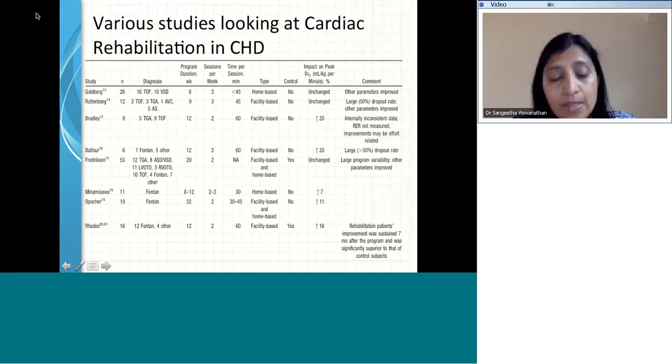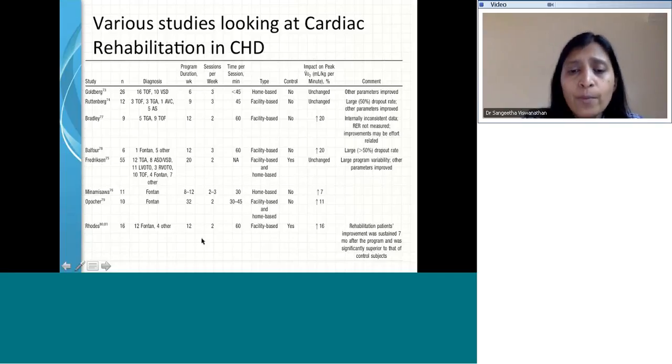So there are several studies that look at cardiac rehabilitation in congenital heart disease, and they're all studies with small numbers of patients, as you can see here, with variable pathologies and modalities. And they have variable results. Some of them have shown an increase in the peak VO2 max in some of these patients, but I think the results are slightly inconclusive.